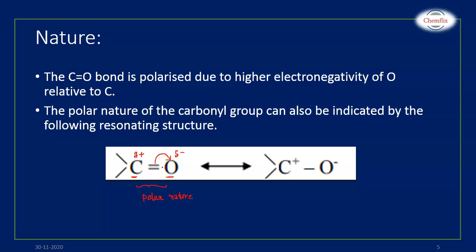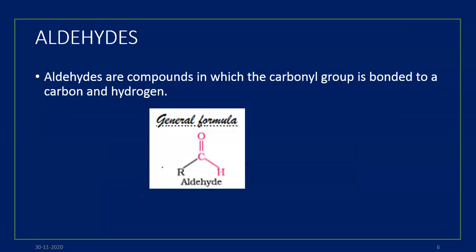Now we are moving to the aldehydes. They are compounds in which the carbonyl group is bonded to a carbon and hydrogen. We already discussed in our first slide, there you can see an alkyl part here and a hydrogen. The aldehyde has the carbonyl group bonded to a carbon and hydrogen. This is the carbonyl group and it is bonded to the carbon. Alkyl means it is a carbon.